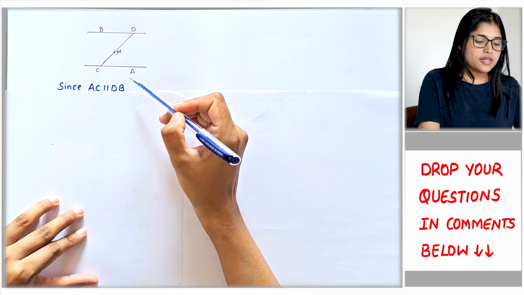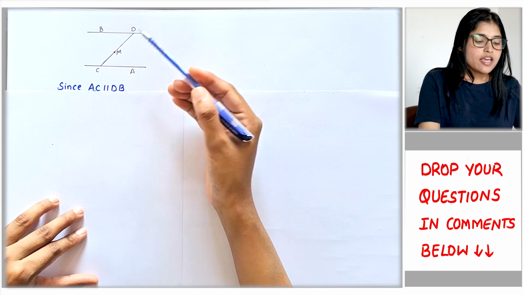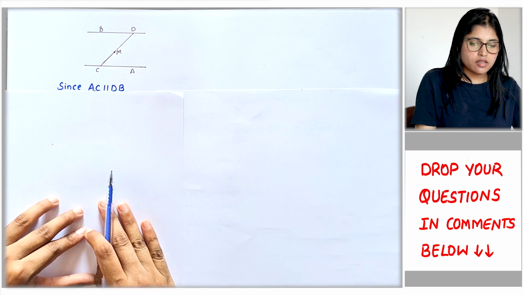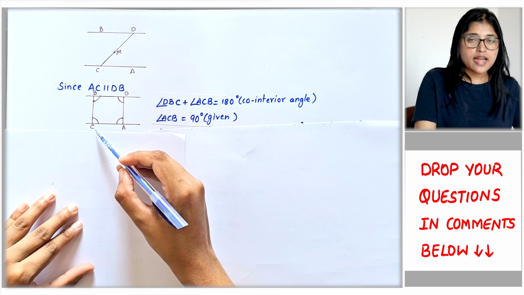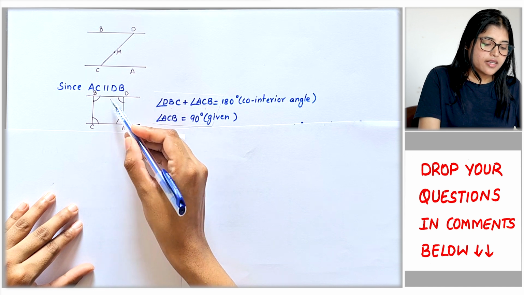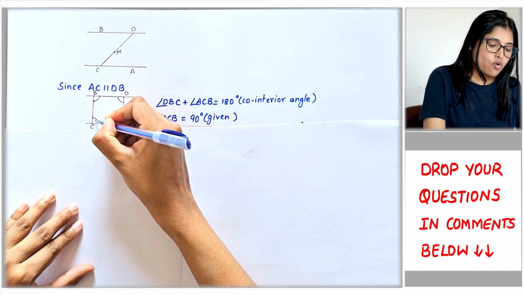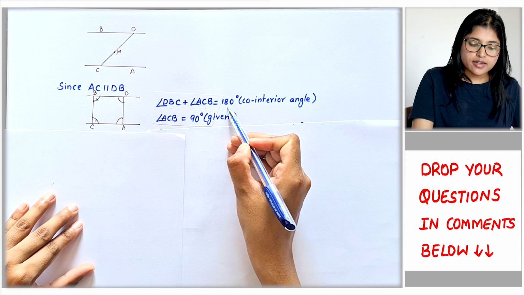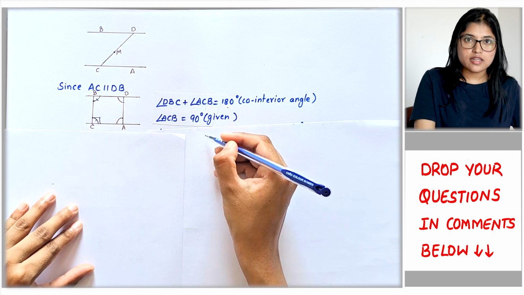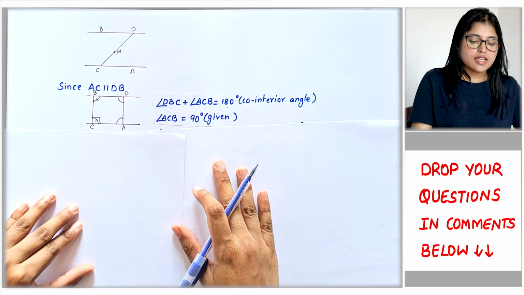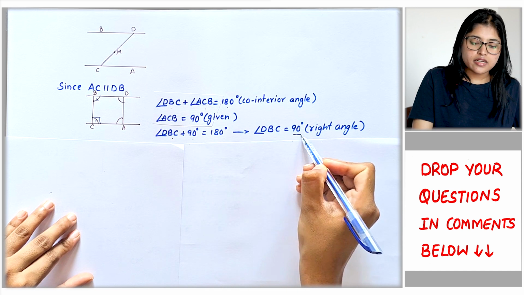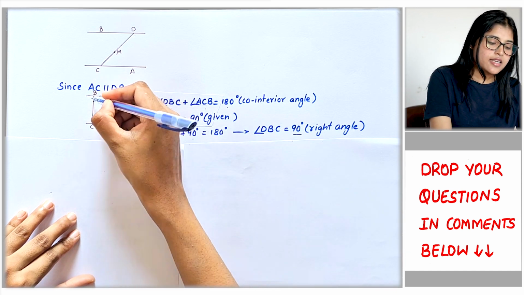Bringing back the figure and representing AC and DB as parallel lines, if I remove this transversal over here and draw two transversals from B to C and A to D, the figure looks like this, and we know co-interior angles should add to 180 degrees. So I can write DBC plus ACB, that is this angle plus this angle, these are co-interior angles and they should be equal to 180 degrees. But we already know that ACB, that is this angle, is 90 degrees because that is given to us.